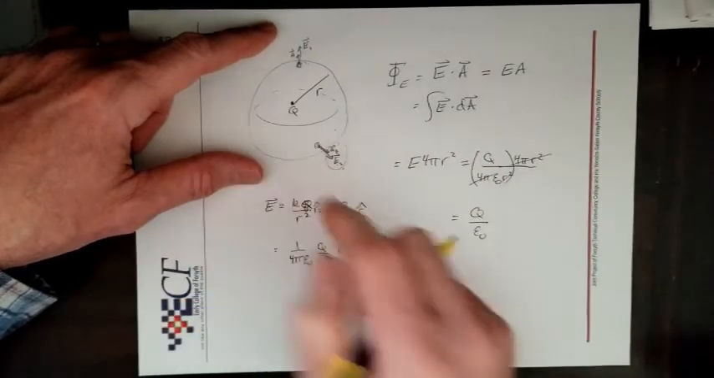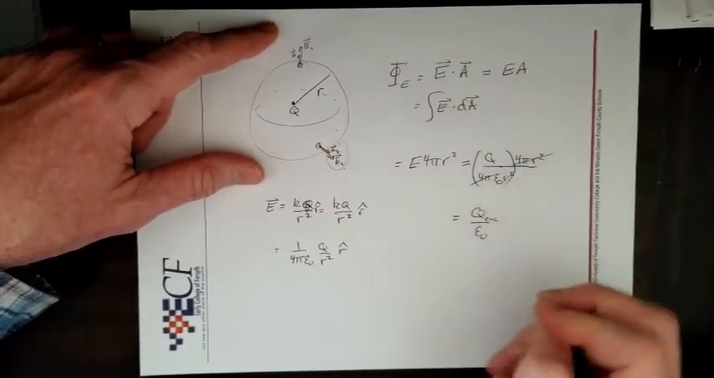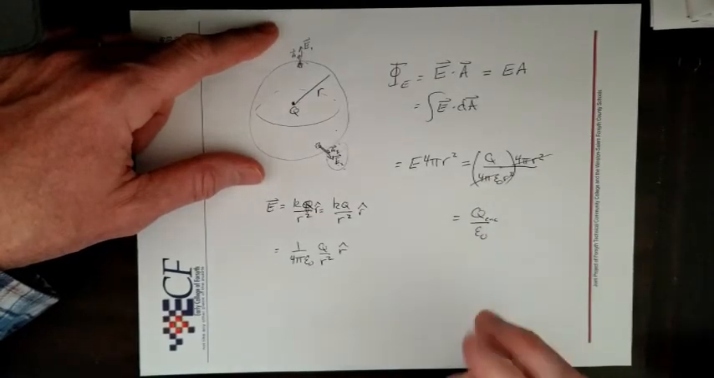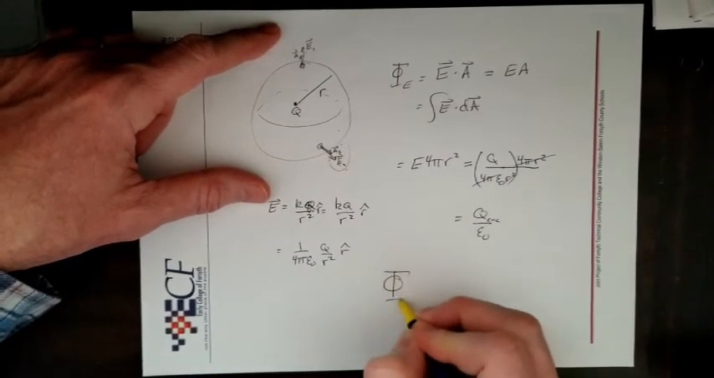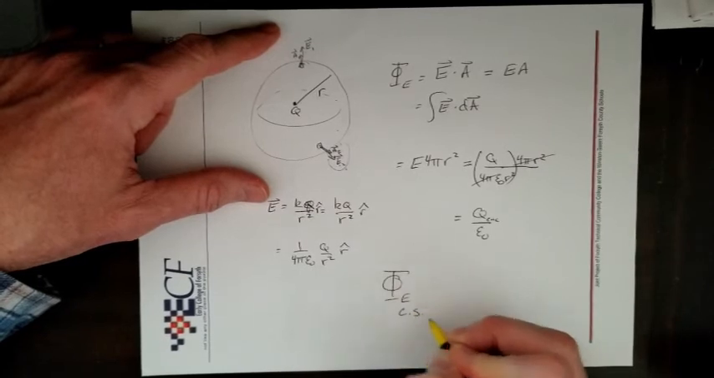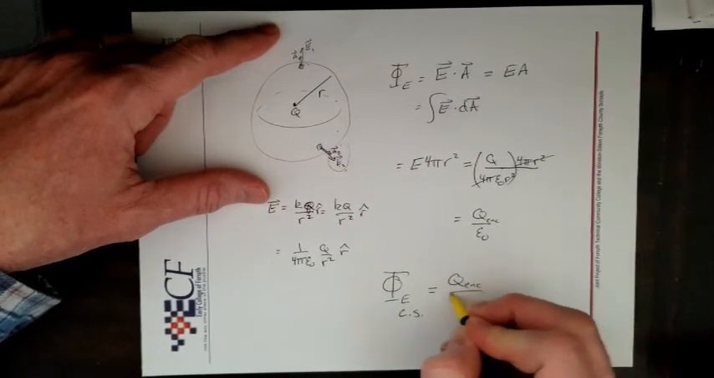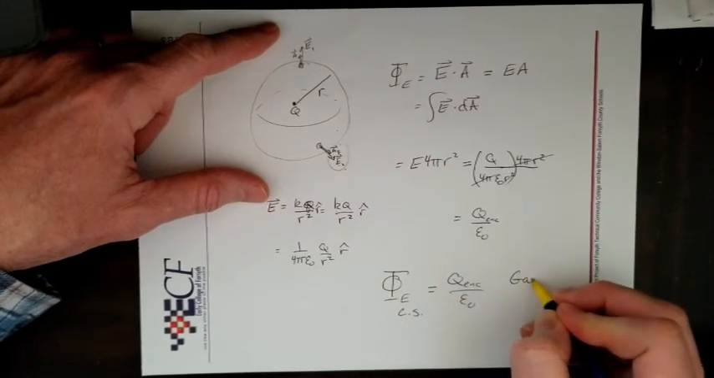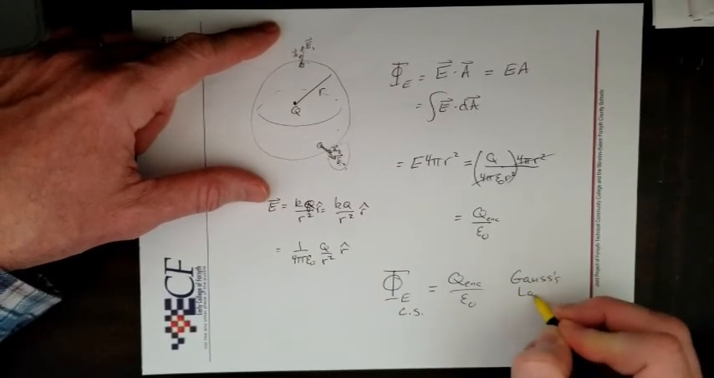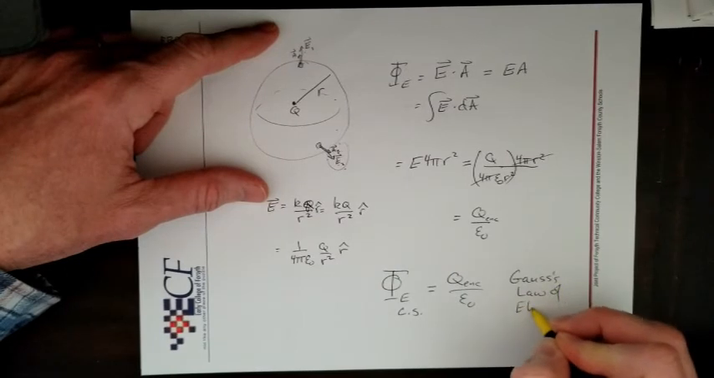Now this Q is the charge that is inside. That is the enclosed charge. So we can generalize that the electric flux through any closed surface is equal to the enclosed charge over epsilon sub naught. This is Gauss's law of electricity.